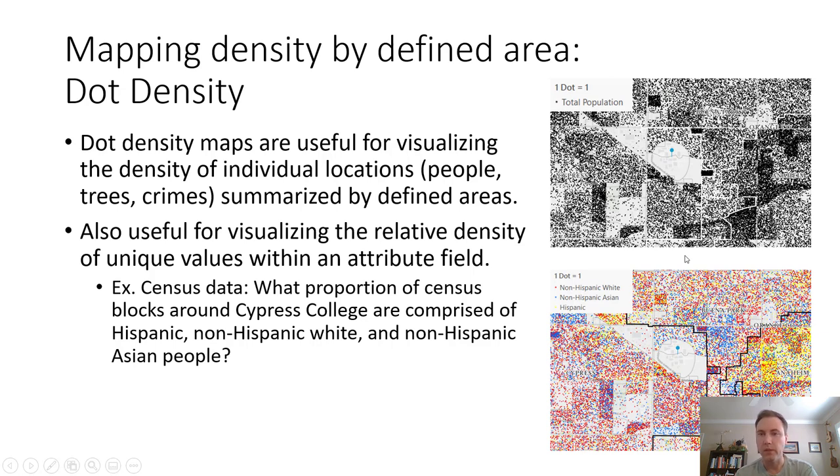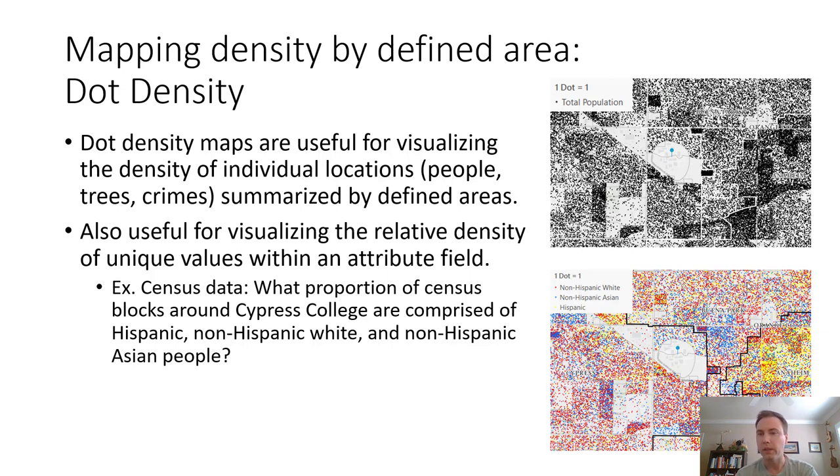But down here, as I was saying before about the relative density of unique values, every dot represents a person of a specific race or ethnicity. I've got a non-Hispanic white, non-Hispanic Asian, and Hispanic population represented by red, blue, and yellow, respectively. And so this is really useful from a census perspective for seeing where various ethnic groups are clustered.